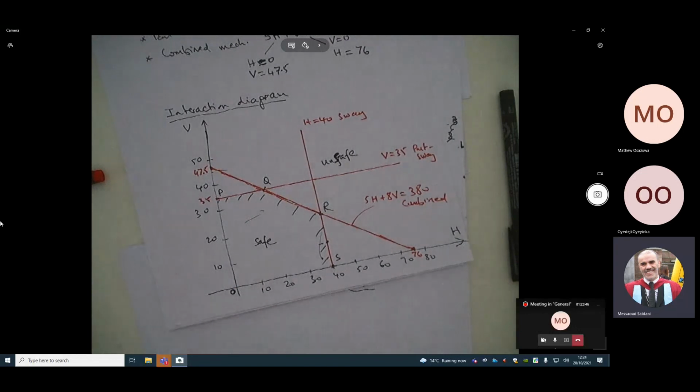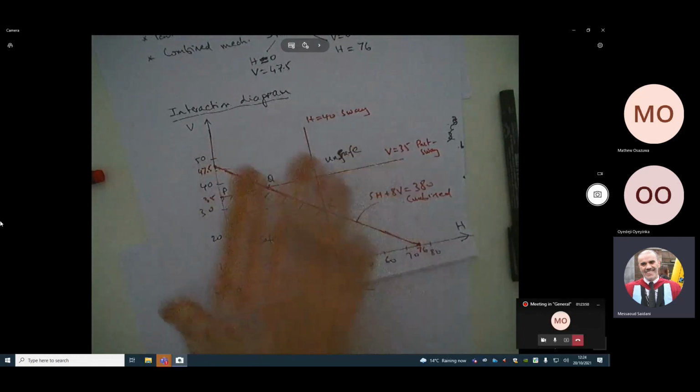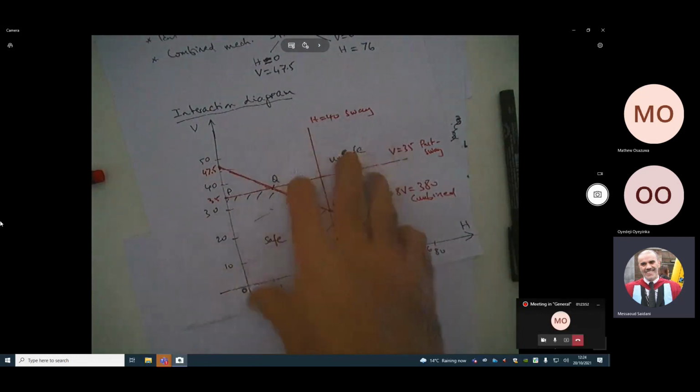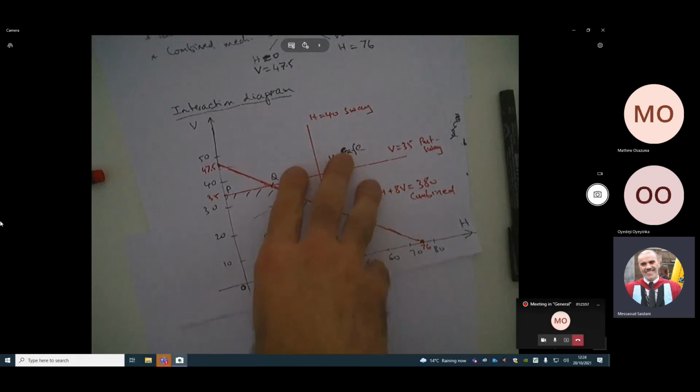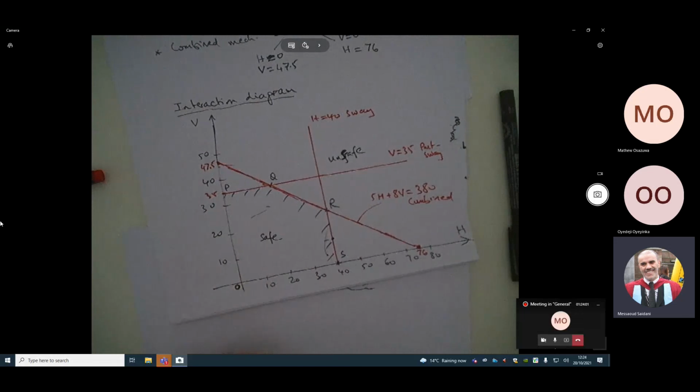I'm going to show you now how to plot the bending moment diagram for any of the mechanisms here. We haven't got time to do all of them. I'm going to show you, for example, how to do it for the collapse mechanism, for the combined. It will be the same for the others. All right?